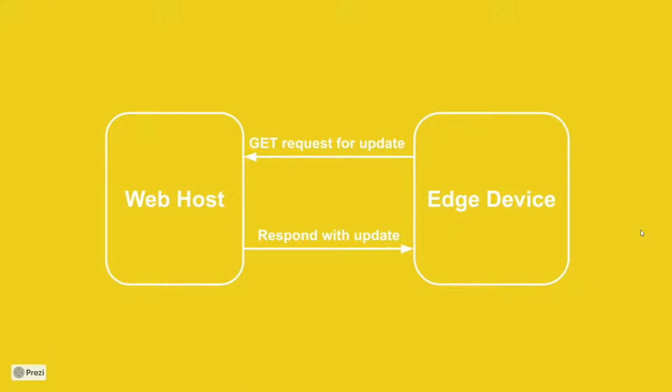With HTTP, the main implementation that we have of this is for GET requests of the edge device. So when there is an update available and the edge device requests the update with the GET request, the web host then responds with the update.